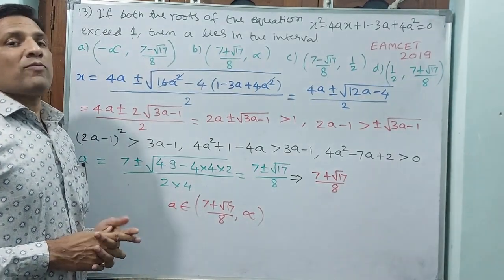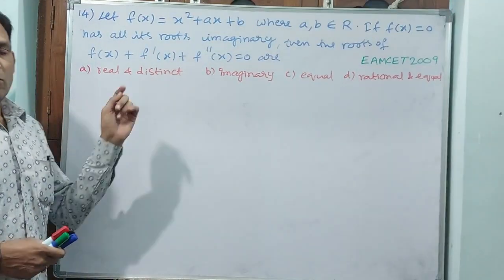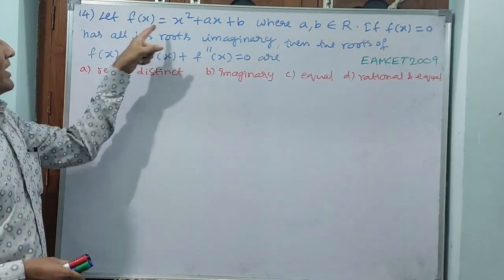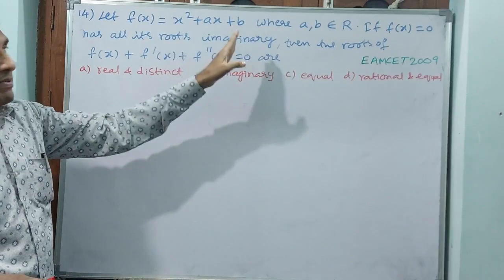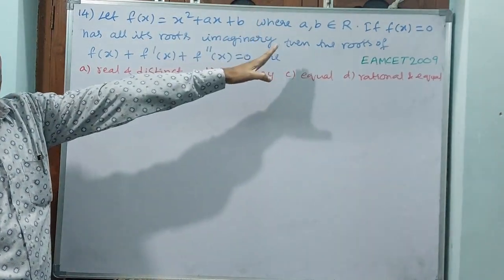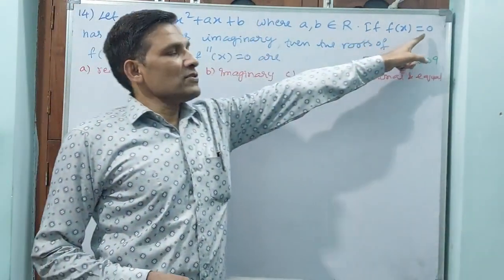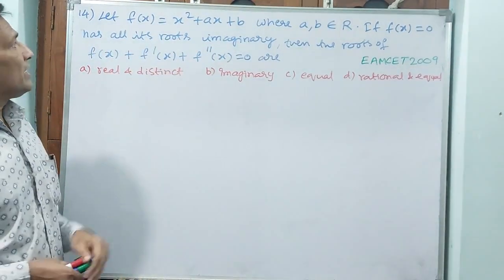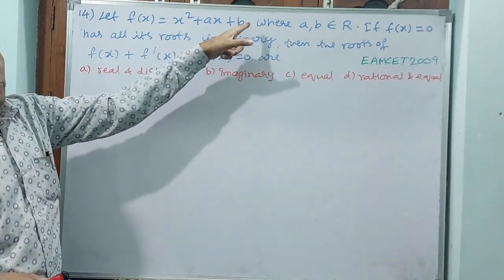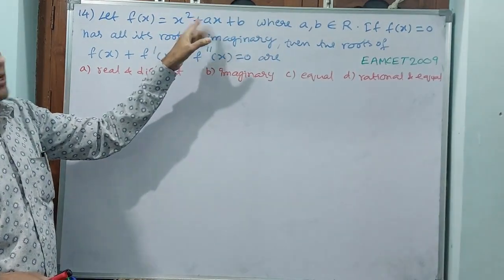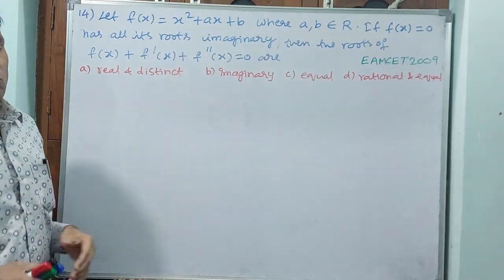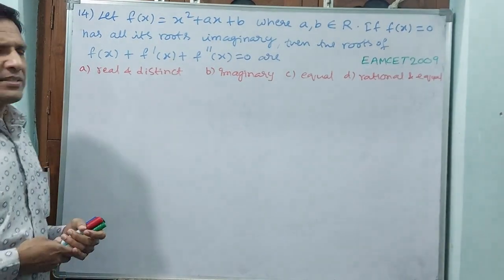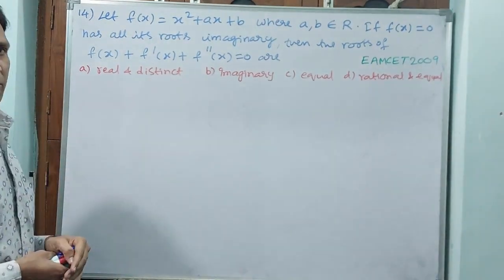Okay, let us go for the 14th question. Question number 14, Eamcet 2009 question. Let f of x be equal to x square plus ax plus b, where a, b belong to R. If f of x equal to 0 has all its roots imaginary, that is, if you take f of x equal to 0 as a quadratic with 2 roots, and the roots are imaginary, imaginary means the discriminant is less than 0. Why? Because the square root will not come, minus will come.